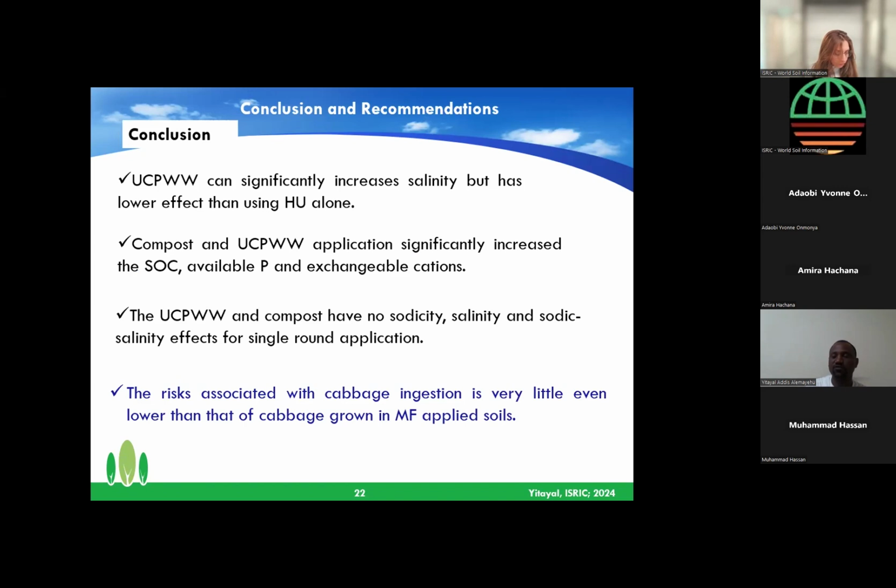There are no salinity and sodic effects for a single round of application, because the study was for a single round. Further investigation may be needed for repeated application. So there is no risk associated with this cabbage ingestion.